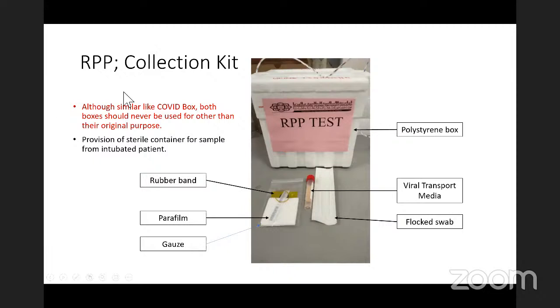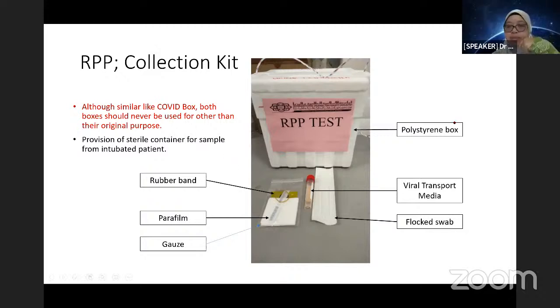Okay, for the collection kit for the RPP, you have this box as a secondary container. You have the VTM and the swab. Basically, this looks similar to the COVID collection kits, right? But mind you, you should not use the RPP collection kit to collect a COVID-19 specimen, and you cannot use the COVID-19 collection kit to collect a specimen for RPP, because once this box arrives at the lab, the processing is different.